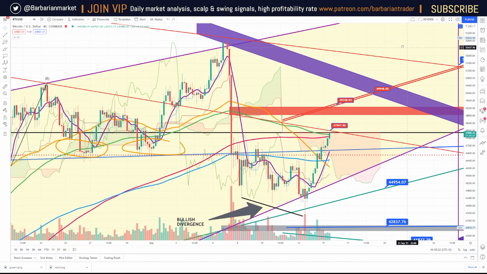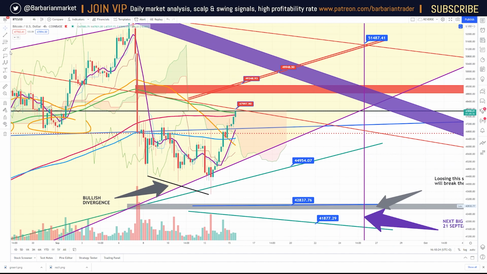So, in conclusion, let me clean this. In conclusion, we have resistance in the 48,000 area, plus minus. Next one will be in this area, 48,800, 49,200. And then probably 49,300, 49,500, something like that.